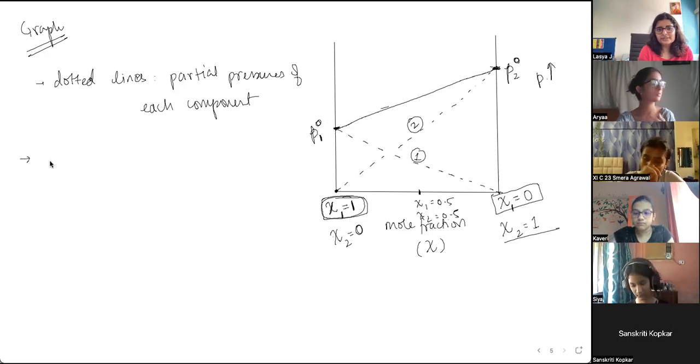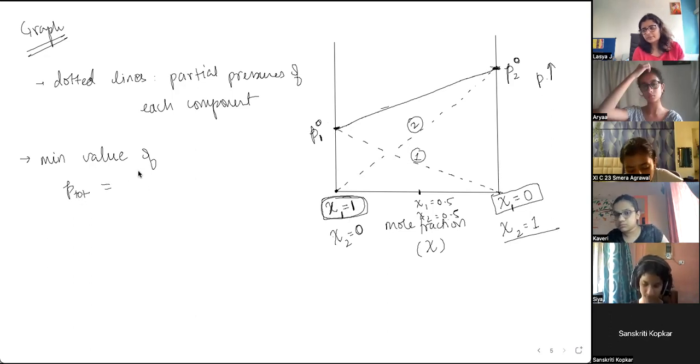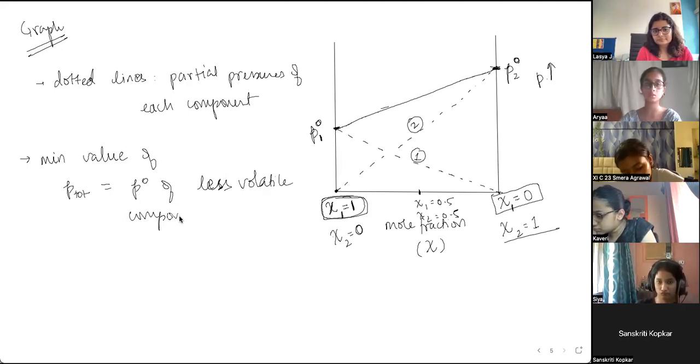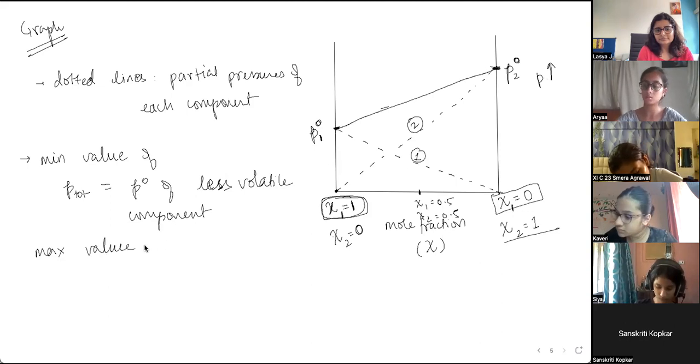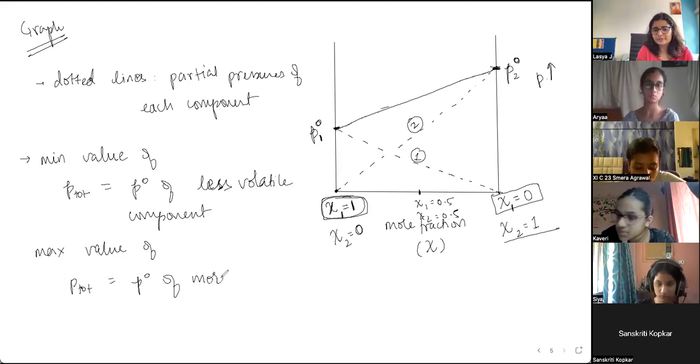And another thing you can see is that the minimum value of P total is equal to the P naught of the less volatile substance, and the maximum value of P total is the vapor pressure of the more volatile component.